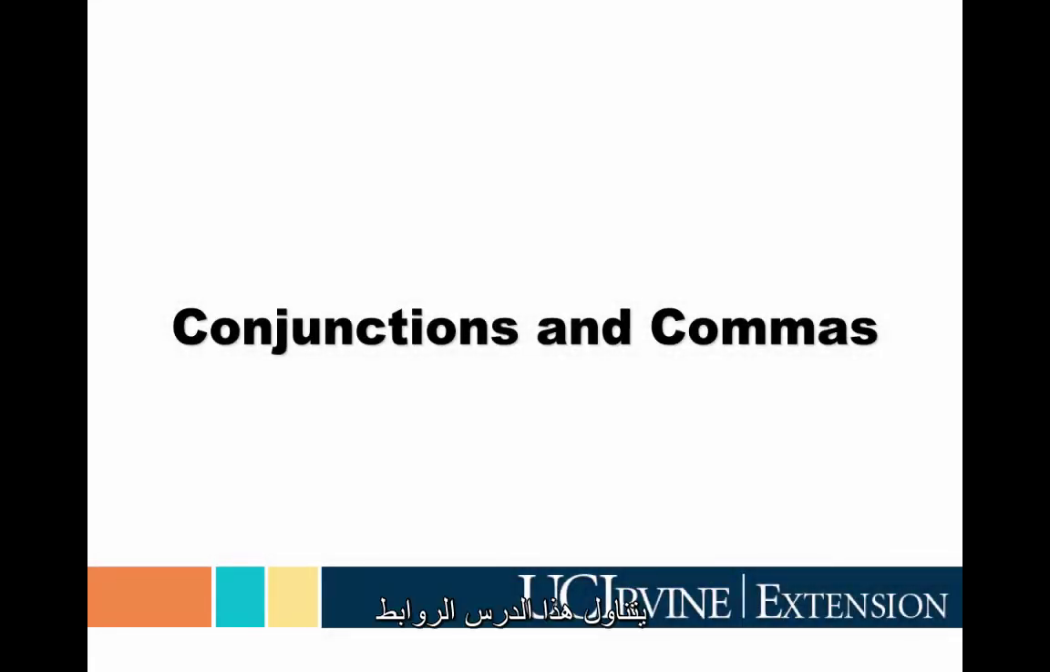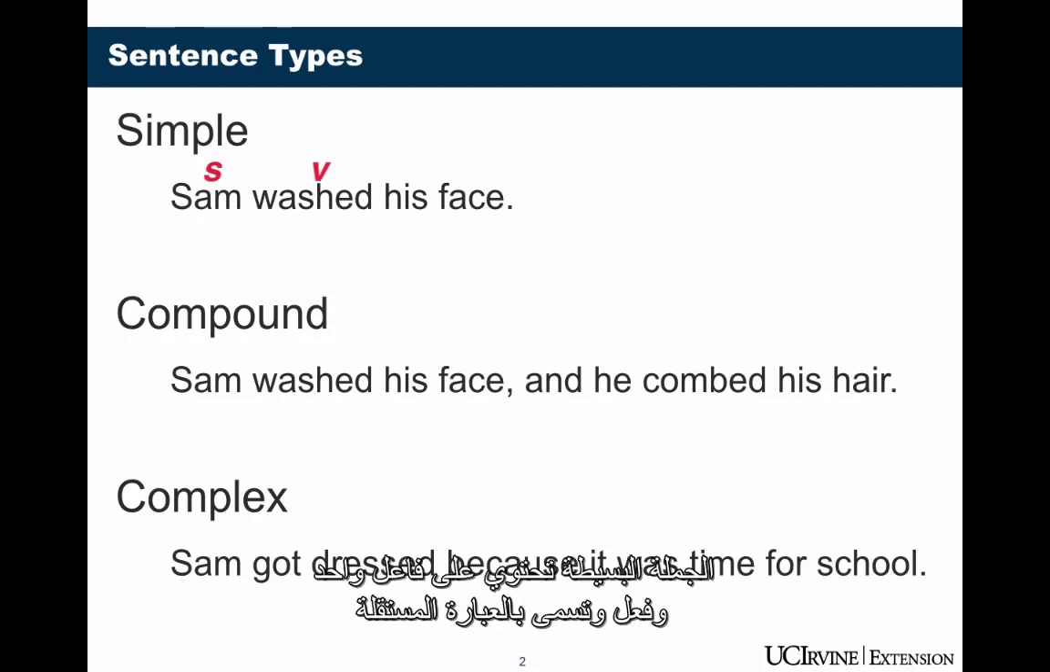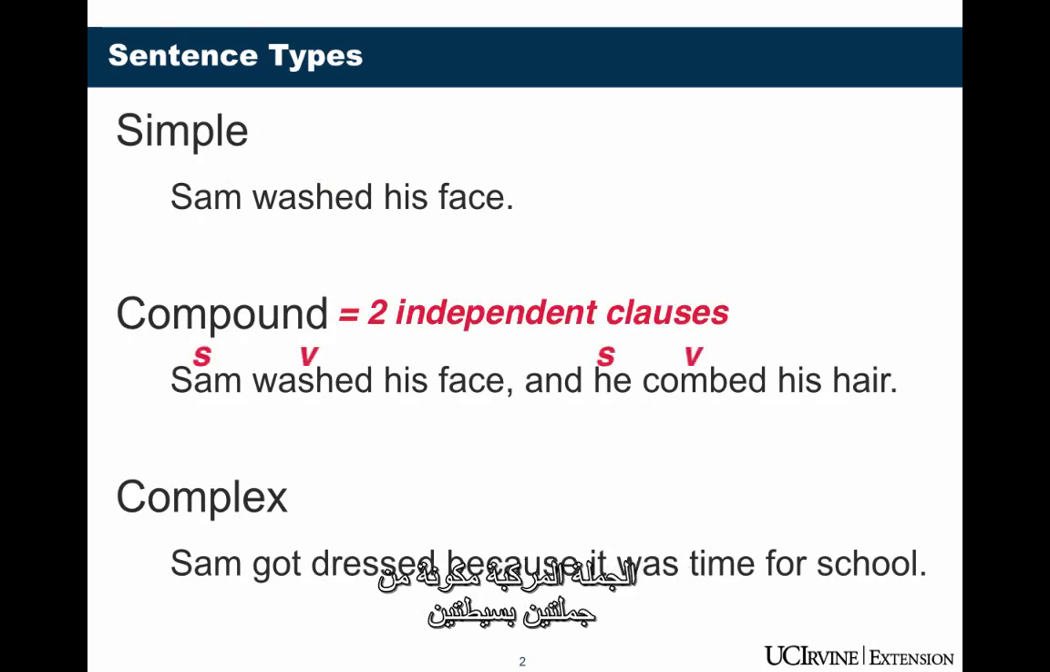This lesson is on conjunctions and how to punctuate sentences that have conjunctions in them. First, you need to remember 3 types of sentences in English. A simple sentence just has one subject and verb, and is called an independent clause. A compound sentence is made up of 2 simple sentences, or 2 independent clauses.